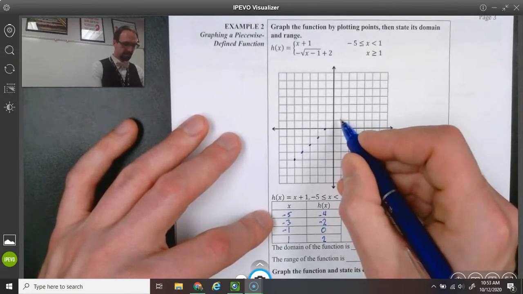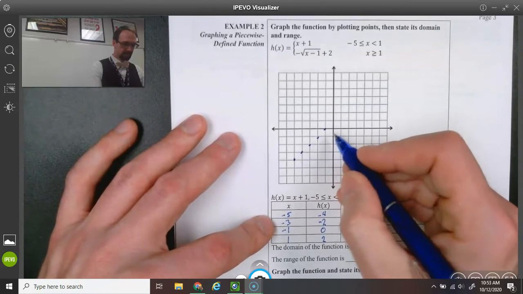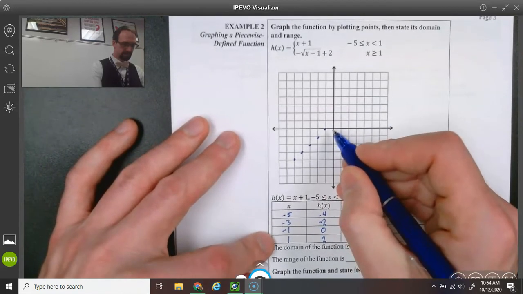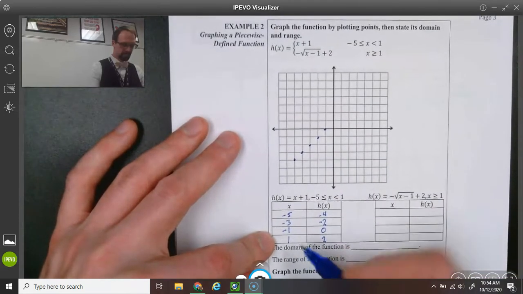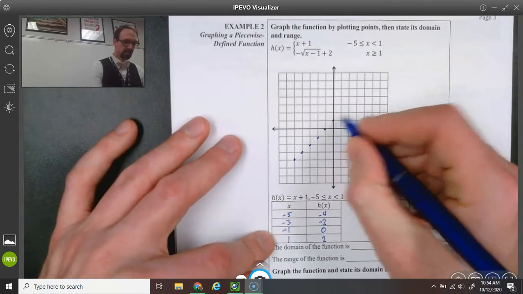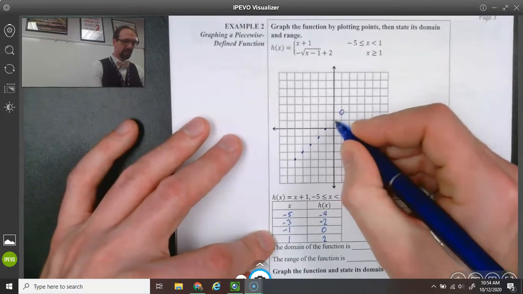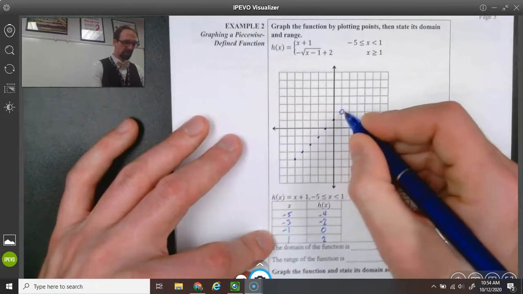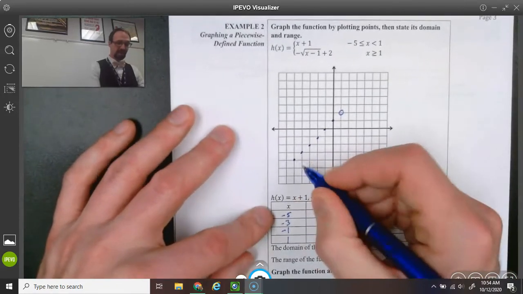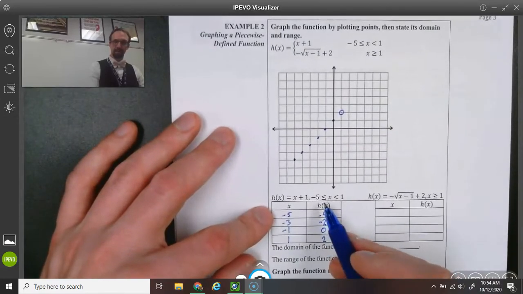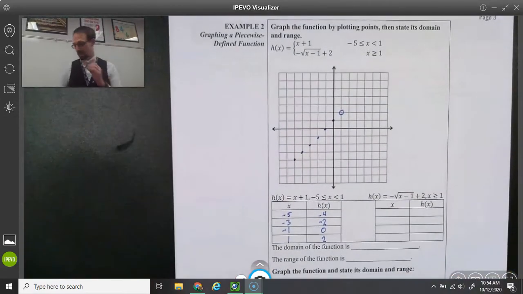right, wait a second, something looks off. Oh, there we go. And then here is open. There we go. Remember, that one's the open one. Now it does end here. Notice that it only goes from -5 inclusive, so I need to make sure that I don't extend my line beyond that.